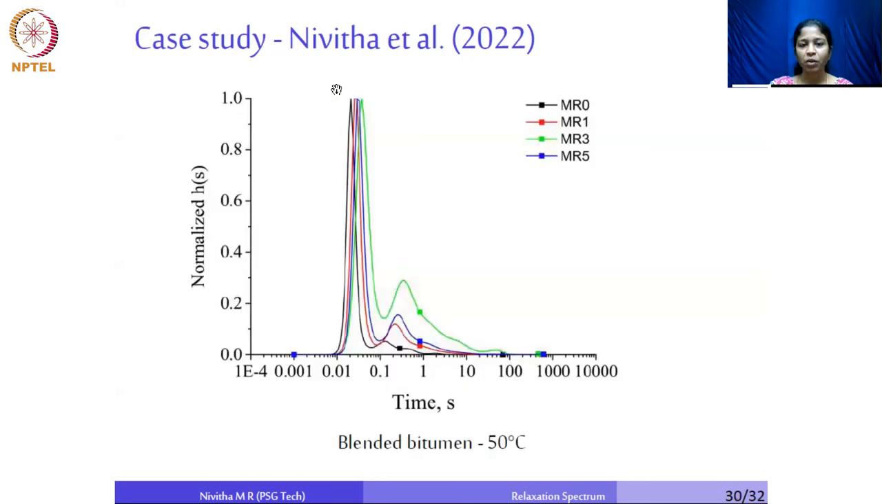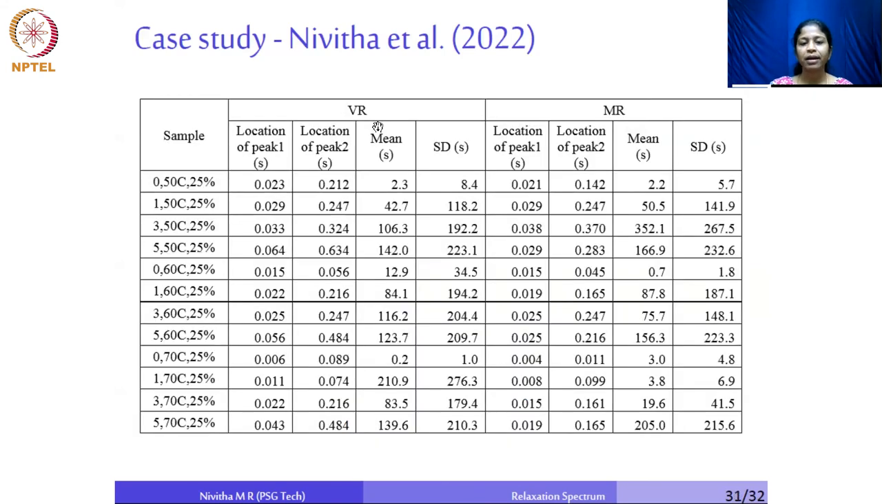So how basically this peak shifts with increase in dosage or with increase in temperature. We had monitored the location of peak one and peak two, right? And then the mean and standard deviation was also computed from different trials. So this is the result. You can see, as the dosage increases, it is shifting towards the right or higher relaxation times. And you can see that the shift is more prominent in the case of peak two compared to peak one. But still, we cannot associate what contributes to the peak one, what contributes to the peak two. So that we are not still able to understand.